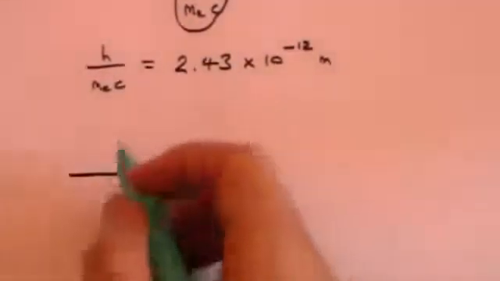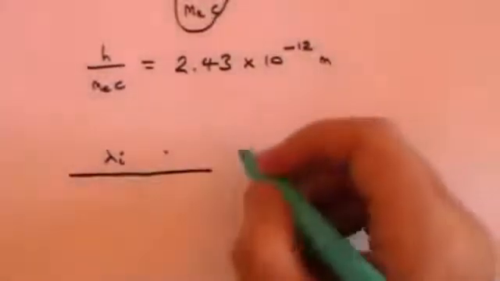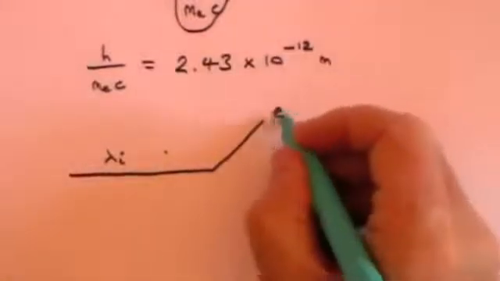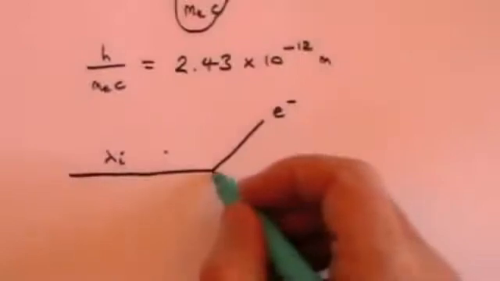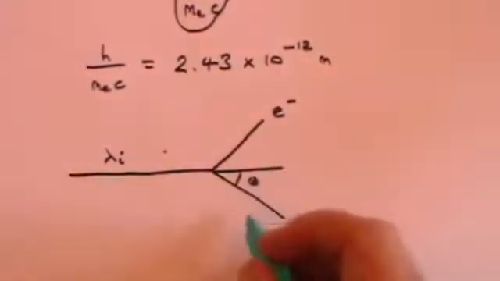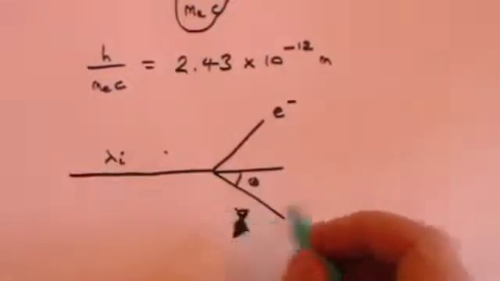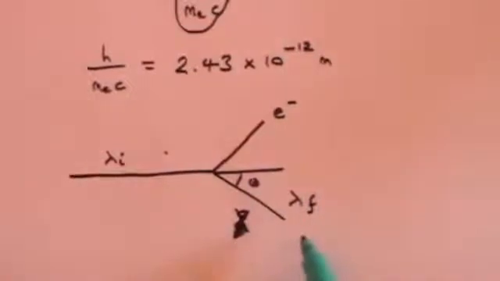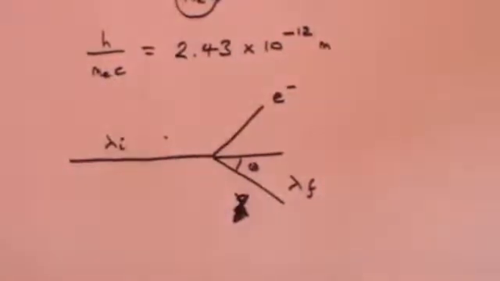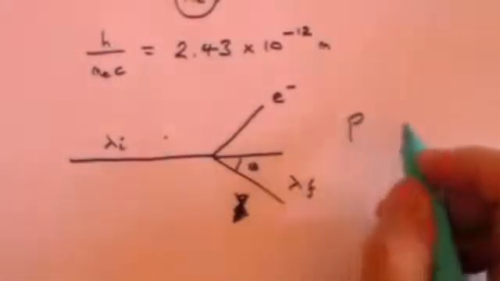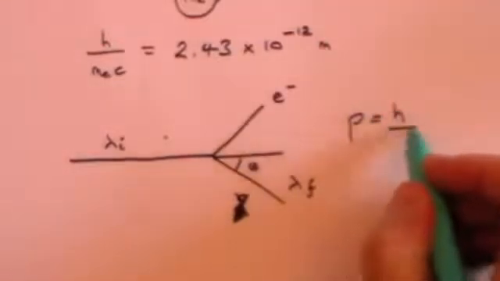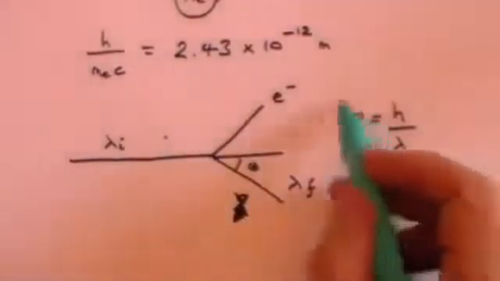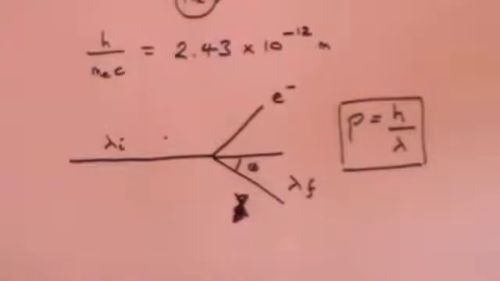Here is my incident photon with a wavelength lambda incident. Here is my electron that is given energy, and here is, at an angle theta, the final emerging lambda. And what can we say of this incident photon? Well, we need de Broglie's equation, which tells us that the momentum of a photon is equal to h over lambda. That was the famous de Broglie equation, which essentially was the starting point almost of quantum mechanics. Momentum of a photon is Planck's constant divided by the wavelength.